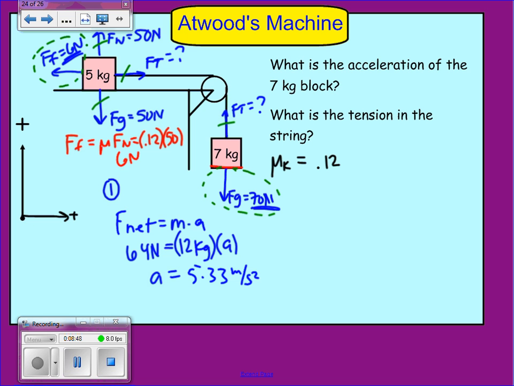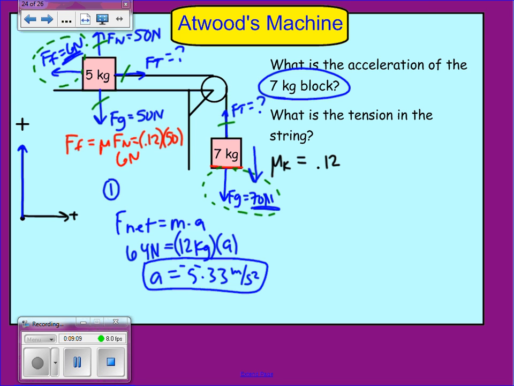And then I need to figure out what it's asking for. Is this the acceleration of the 5 or the 7? And it's for the 7 kilogram block. And the 7 kilogram block accelerates down. And down is negative according to my reference over here to the left. So that's actually a negative 5.33 meters per second squared.